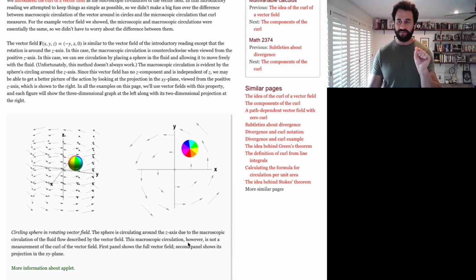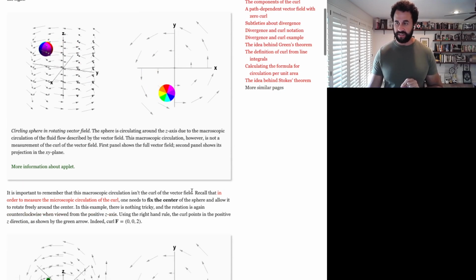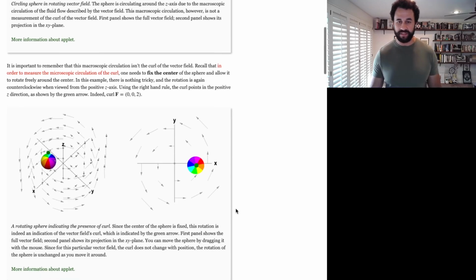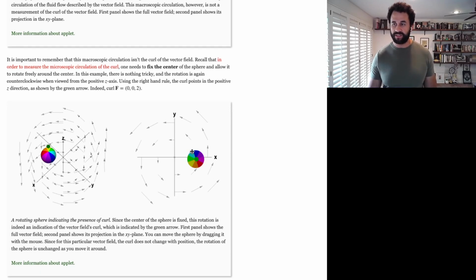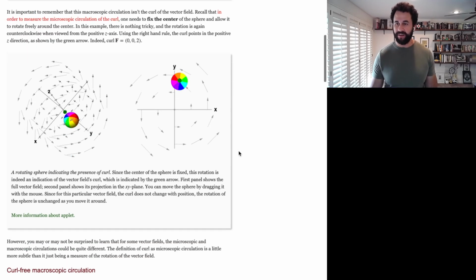Curl is a point-wise defined mathematical object. So that's why they mention in this next paragraph, if you want to measure the microscopic circulation, you have to fix the center of the sphere and allow it to rotate freely. So check this out. These applets are pretty cool. You can move these objects around, although mine's pretty jittery. Sorry about that. There we go. You can investigate these on your own and play around with them, maybe better than I can do live right now.